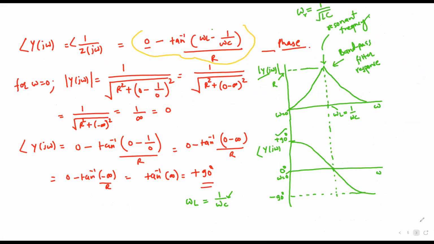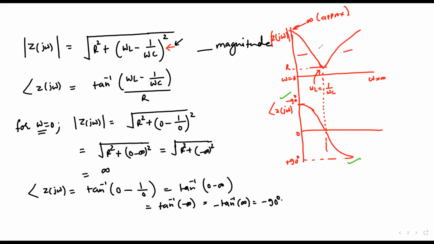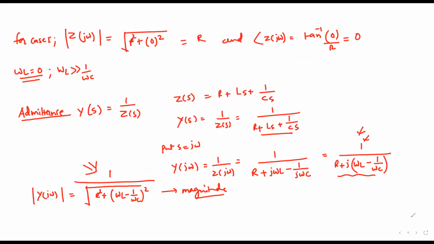So that's the frequency. So we see that this band pass function is opposite of this band stop. So impedance drops to 0 at this frequency, but the admittance at this frequency takes a finite value of R resistance right here. So that's how these two plots look like. Fine.